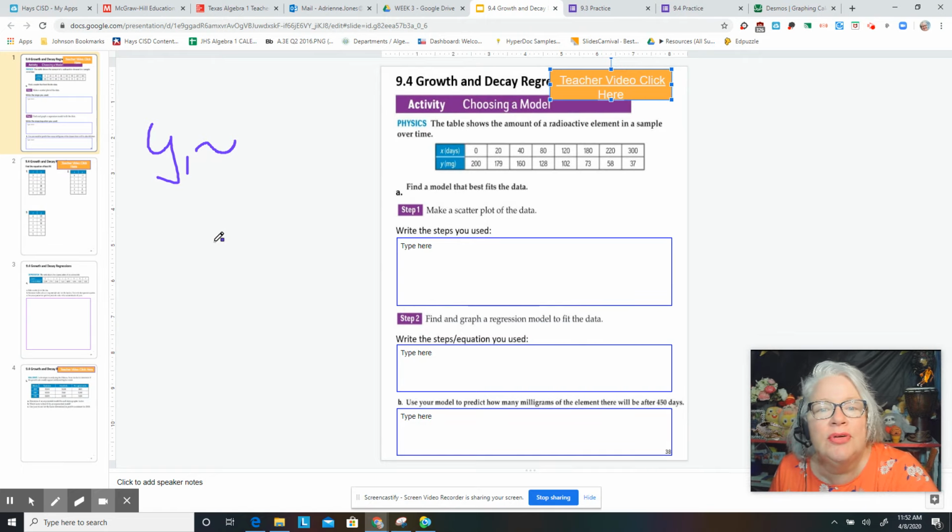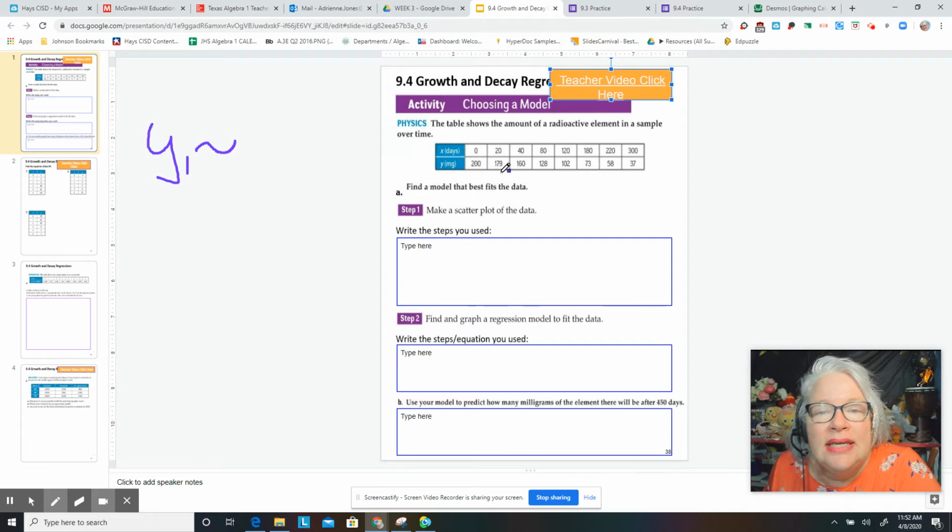Our first table is physics. The table shows the amount of a radioactive element in a sample over time. So our x, our independent variable, is the days. Y is the mgs. I'm assuming that's milligrams of a radioactive element. So on day 0, there's 200 milligrams. Day 20, 179. Day 40, 160. Day 300, there's 37. Find a model that best fits our data.